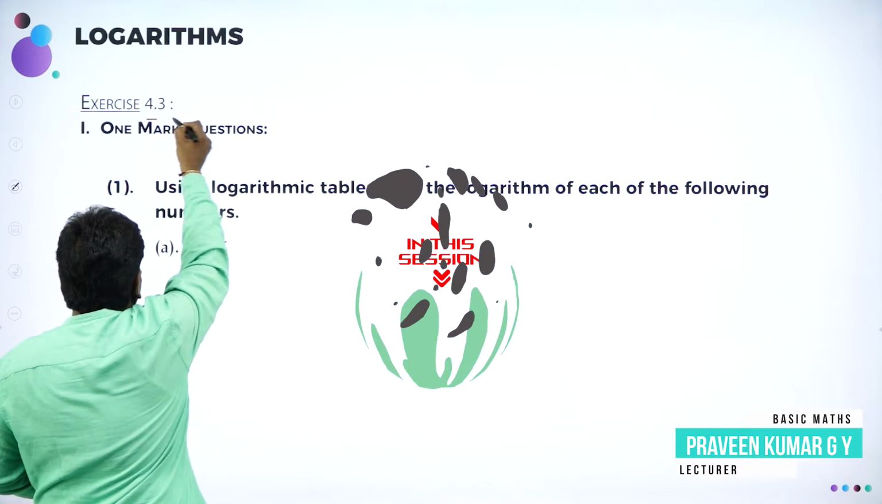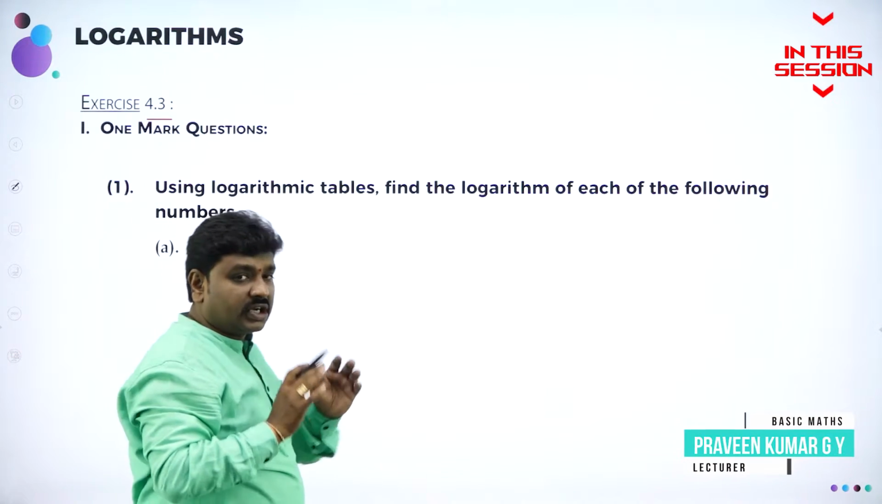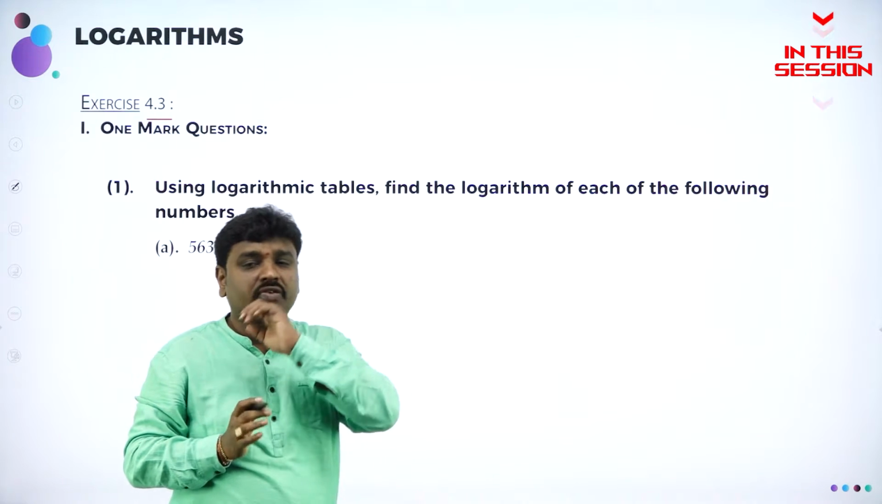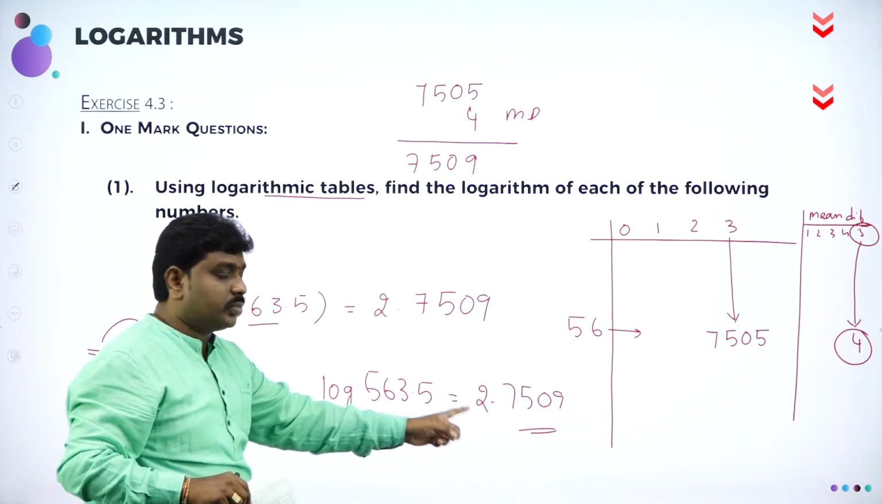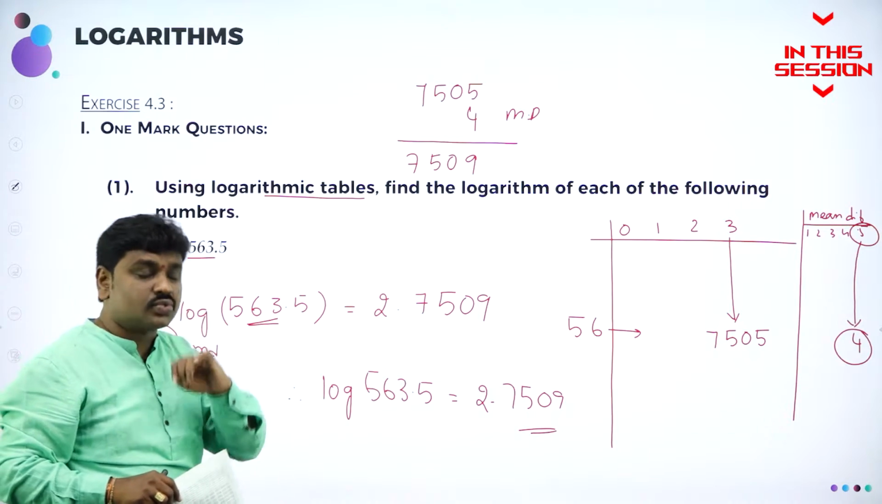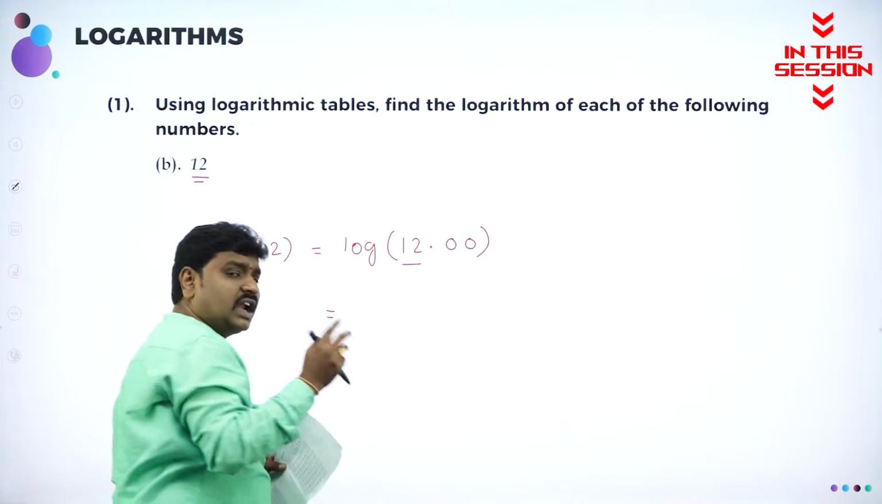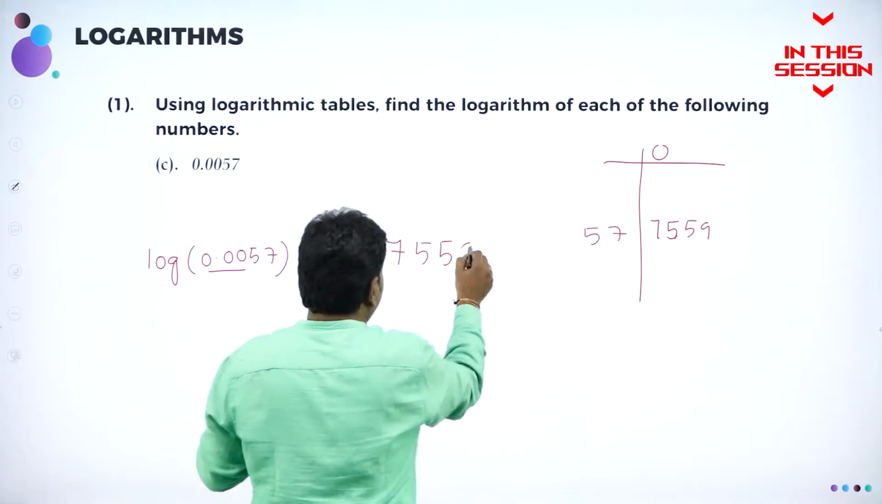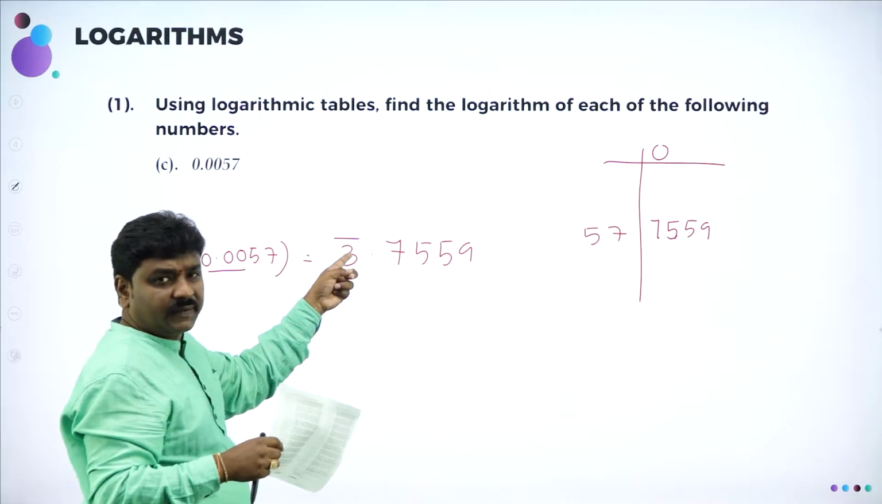Exercise 4.3. Before we do problems, let me guide you how to find log for a number. See this 2 point I wrote before decimal, how many digits are there? 3 digits are there. Number of digits minus 1. Now before decimal, integral part. Integral part is what? 12. In your textbook they forgot to write the bar 3.